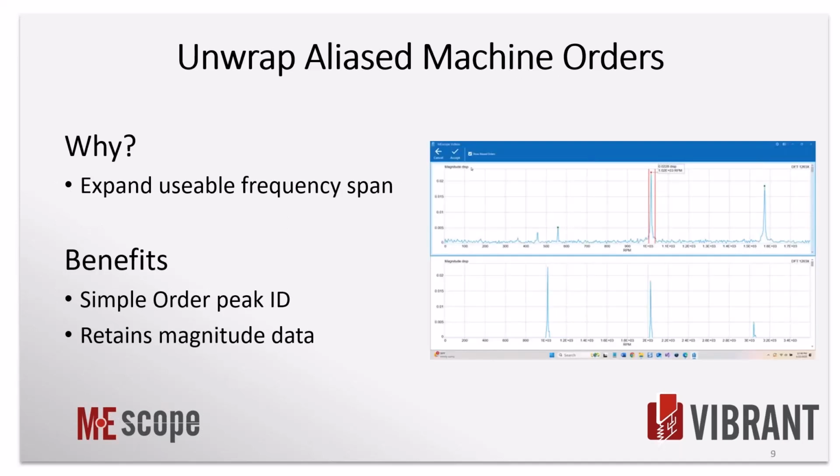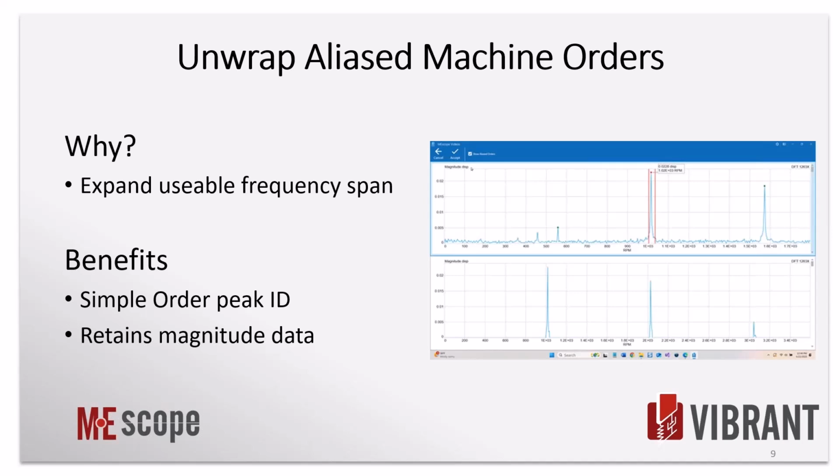The last thing we can do is something that's unique to MEscope. Anytime you have rotating reciprocating machinery, you're going to have orders, or multiples of the running speed. What we are able to do is basically double the frequency span by doing this. Once we highlight or put a cursor or a band on the running speed, this is kind of an over-under.